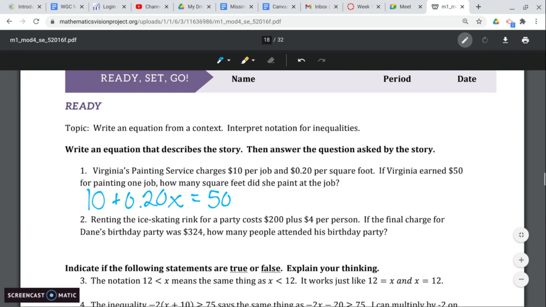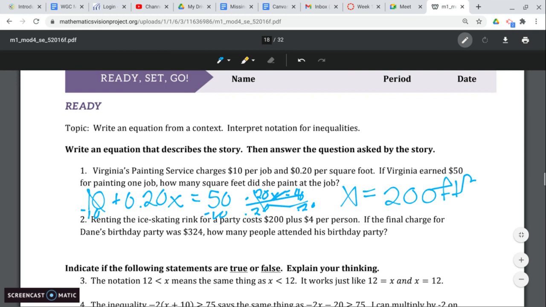So first thing we do is subtract the 10 from both sides. So we have 0.20x equals 40. Divide by 0.20. So you end up with x equals, if we take 40 and divide by 0.20, we end up with 200 square feet. So she painted a 200 square foot job. So that was the amount of square feet she did at the job.